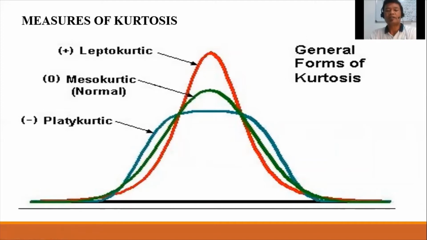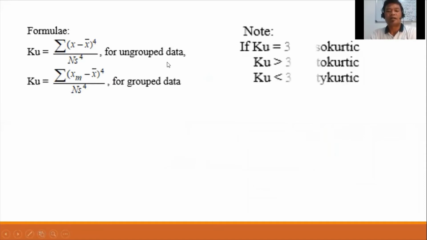And in finding the coefficient of kurtosis, we can make use of these formulas here. And in interpreting the result of the kurtosis coefficient, we can make use of this method or description. So if the kurtosis value or coefficient is equal to 3, it is mesokurtic. If it is greater than 3, leptokurtic. And if it is less than 3, platykurtic. Examples will be provided using our Microsoft Excel. So please don't go away.